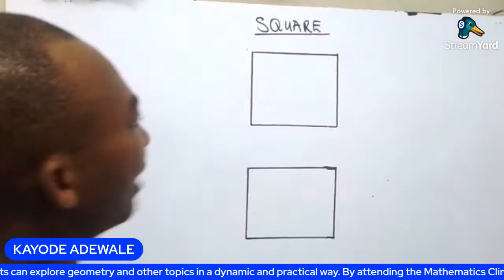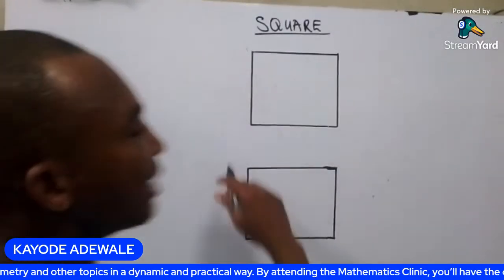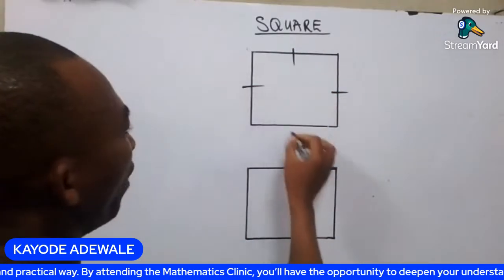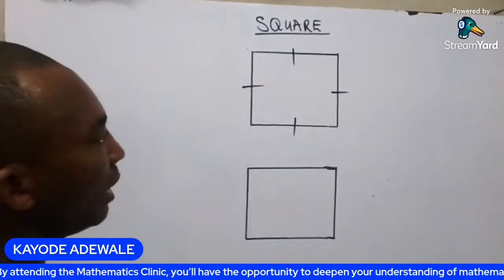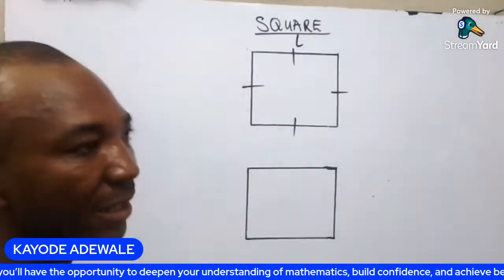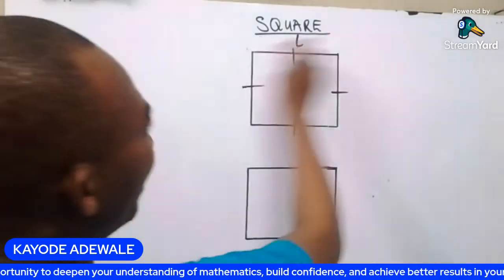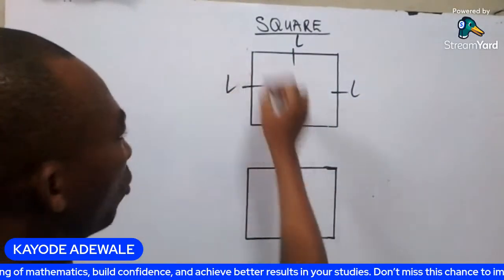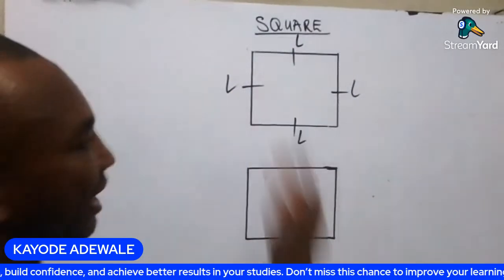Let's see the square, for instance. A square has four sides, and all four sides are equal. Now, let us assume each of these sides is called L. That means this is L, this is also L, this is also L, this is also L, which is length.